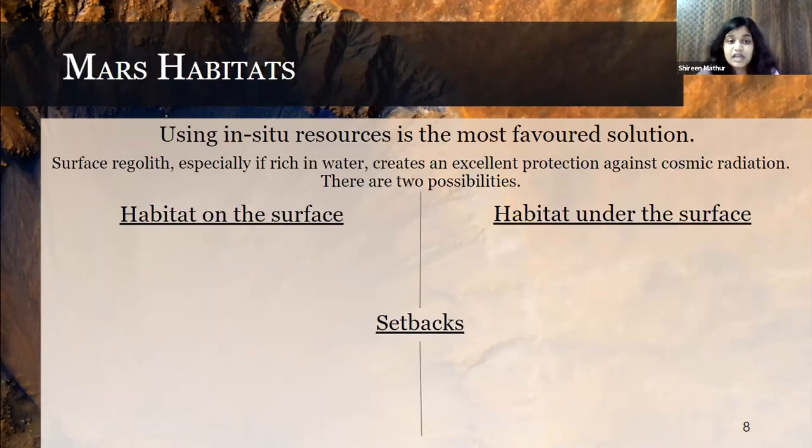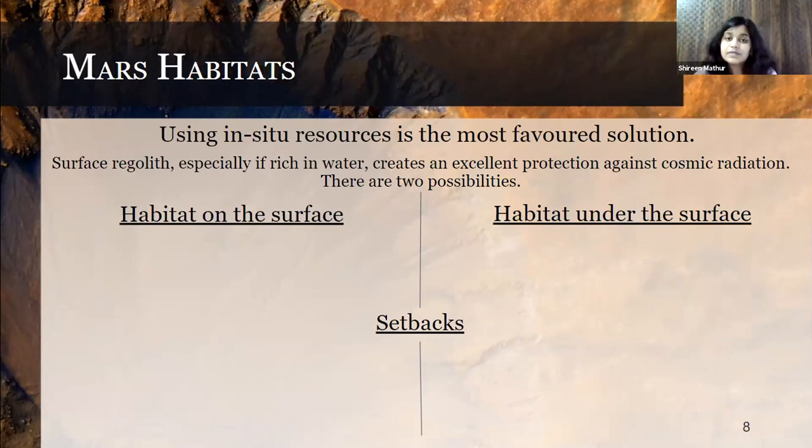Shifting over to Martian habitats. As we know, Mars has a very thin atmosphere, and it doesn't have a magnetic field like Earth. So transporting construction materials from Earth would be very costly for us. The best solution would be to use in-situ resources. Now, we have surface regolith, which is especially rich in water, which can create excellent protection against cosmic radiation.